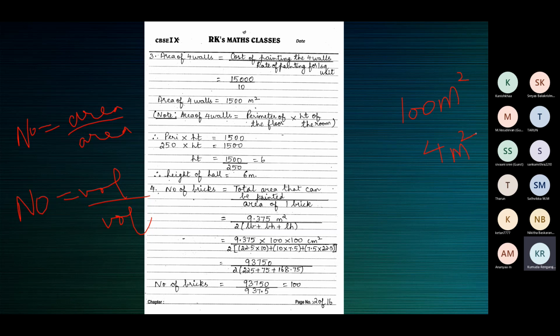Okay, so 25, because to paint one object, 4 meters square of paint will be used. 2 objects, 8 meters square. 3 objects, 12 meters square. 4 objects, 16 meters square. 5 objects, 20 meters square. So you simply have to divide 100 by 4, 25. So 25 objects can be painted. 25 into 4, 100 meters square.